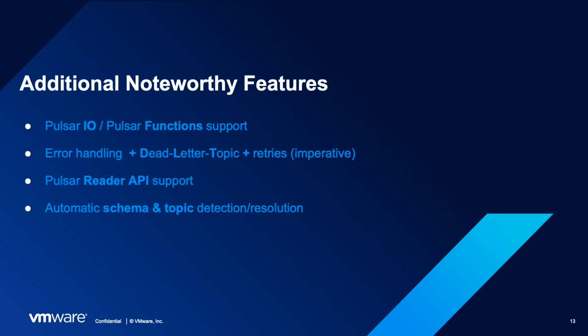Some other noteworthy features is we have some limited support for Pulsar IO and Pulsar Functions. Pulsar IO is Pulsar's connector framework and allows you to basically set up sources to feed data from external systems into Pulsar, and on the other side, sink data out of Pulsar into external systems, Rabbit. There's a handful of other binders. And the function support is their serverless compute framework.